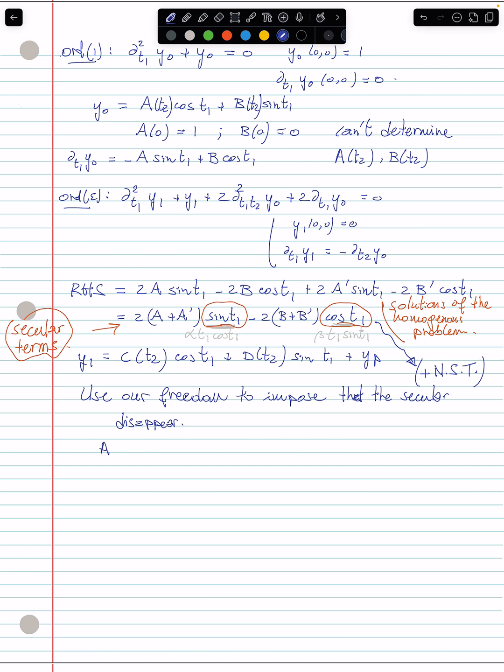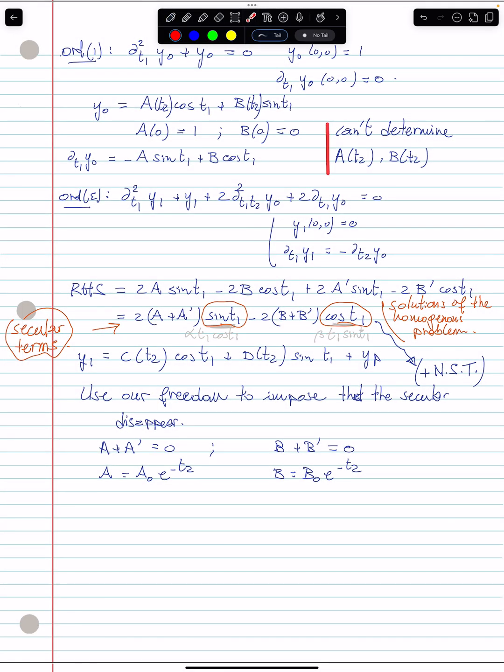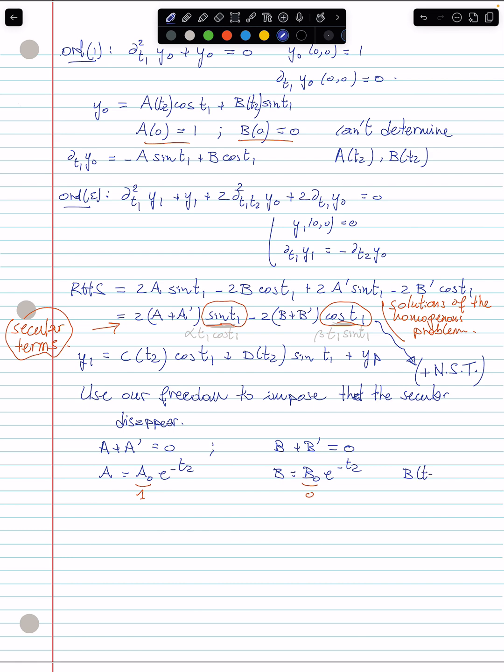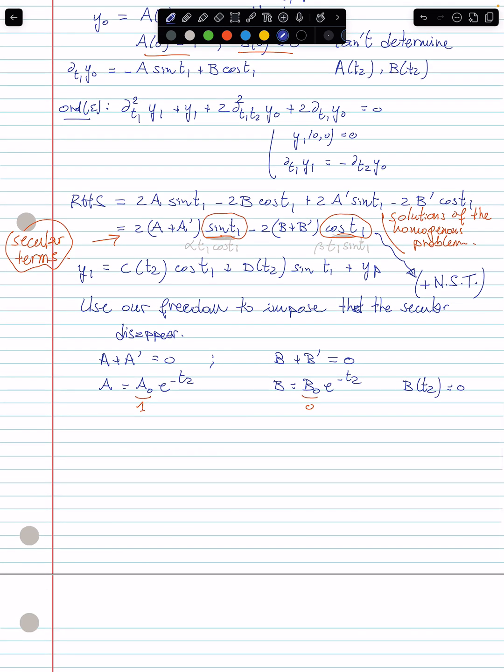And so it just means that a plus first derivative of a is equal to 0, b plus first derivative of b is equal to 0. It means that a is a constant times exponential of minus t2, b is a constant times exponential of minus t2. And we see that we have two first-order differential equations for a and b. What is good is that earlier we couldn't determine those functions of time t2, but we had two initial conditions, which we can use now in order to determine a0, b0. Right away we see that a0 is equal to 1 and b0 is equal to 0, which means that b is consistently equal to 0 for any time t2, and a is the exponential of minus t2.